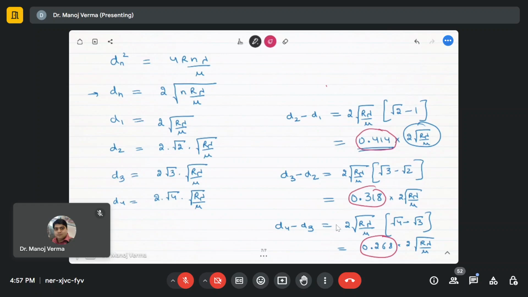That means the final resultant pattern of Newton rings will be something like this: a central dark fringe, first dark fringe, second dark fringe, then the third gets even closer, the fourth comes even closer. So as you go to higher order interference, higher values of n, the distance between these diameters is decreasing.